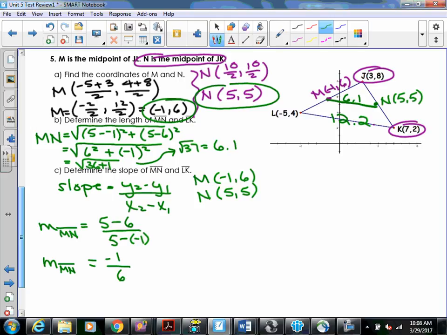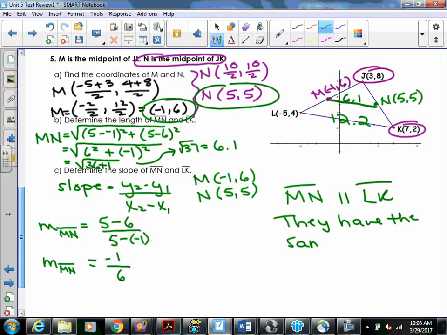So, since MN is parallel to segment LK, they have the same slope. They have the same slope, so the slope of LK is also equal to negative 1/6.